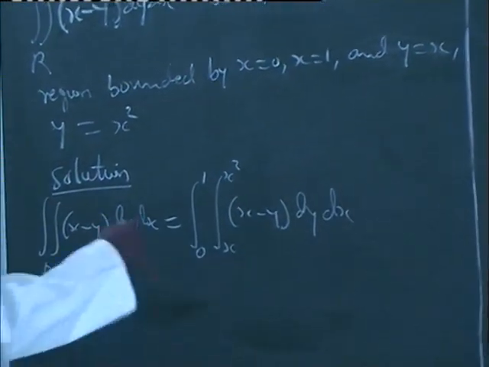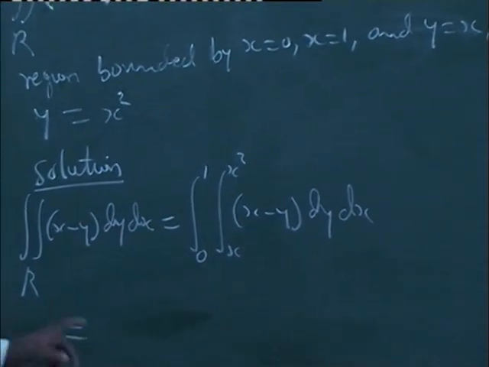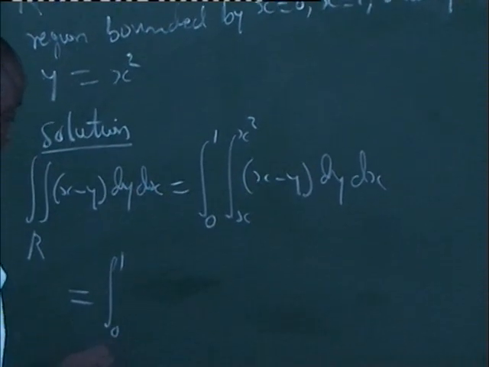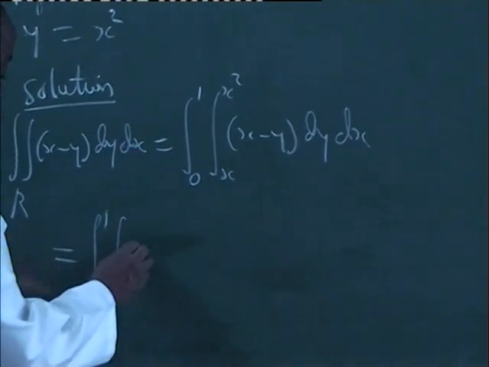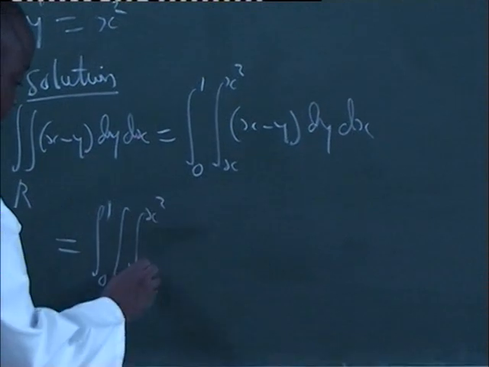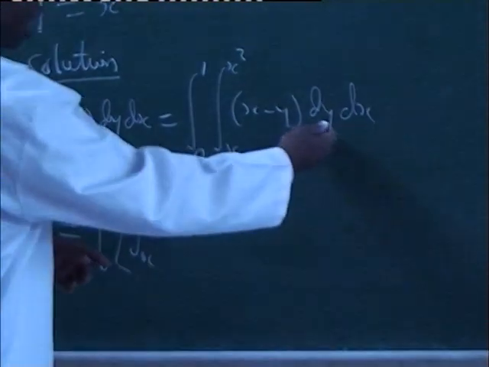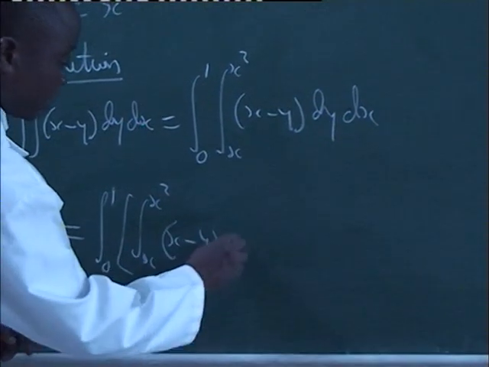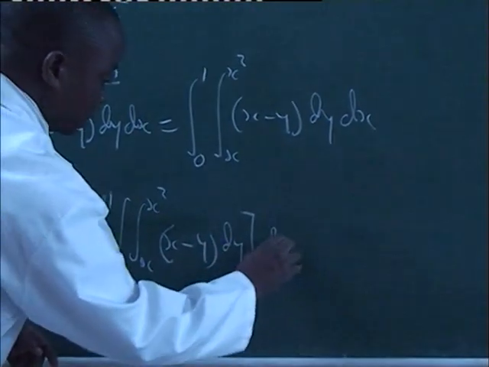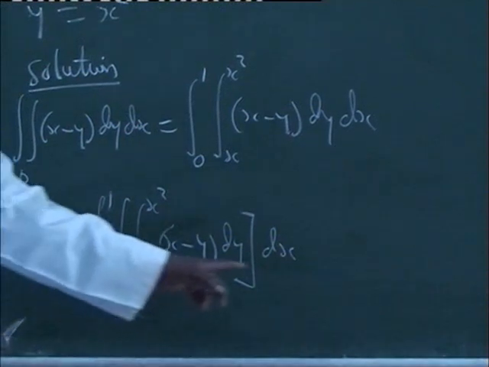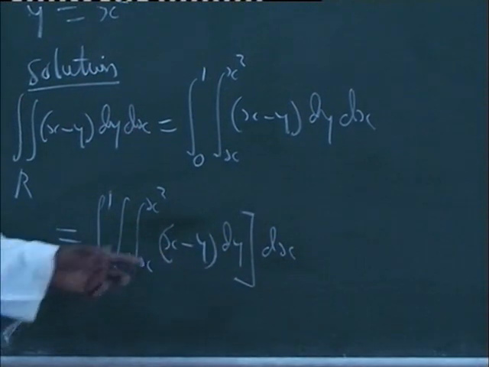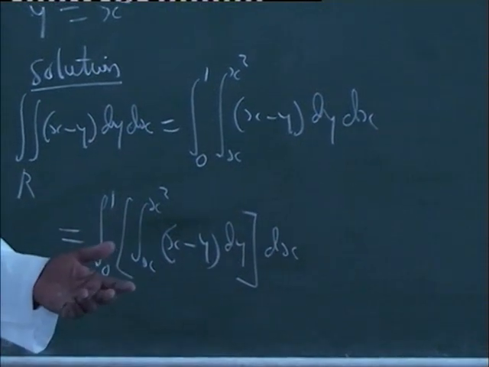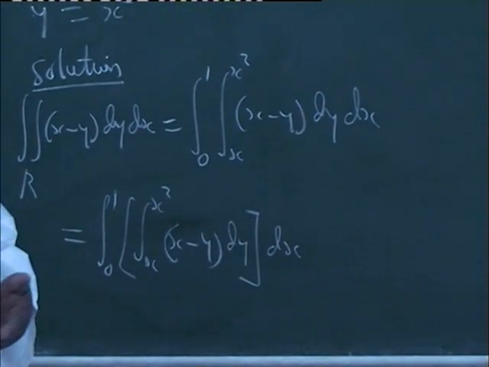Now, let us start. This will be the same as the integral from 0 to 1. Then we'll first of all integrate with respect to y here. Then we have x minus y dy, then the dx. And you see, the dx is outside. We want to deal with y first.